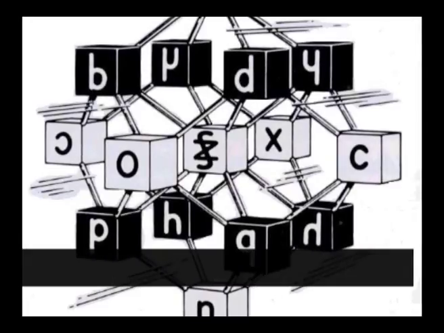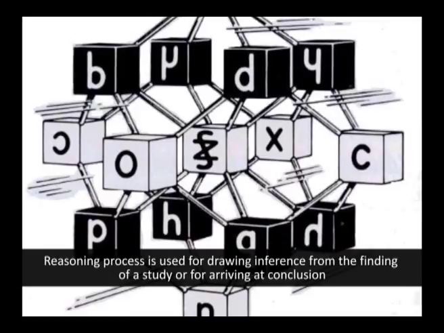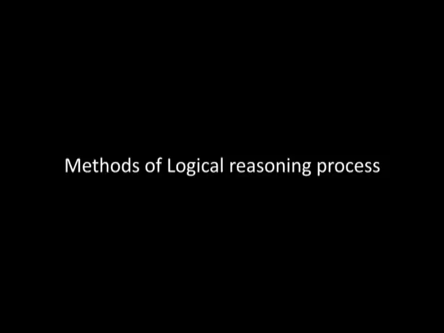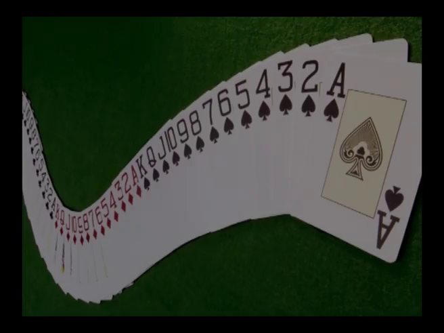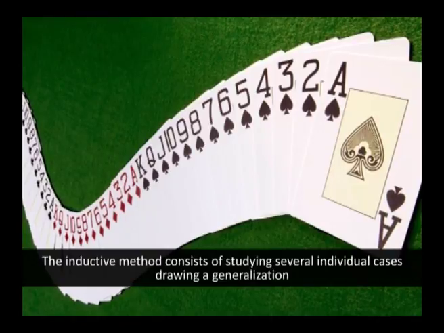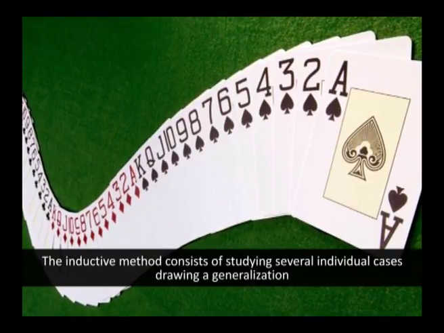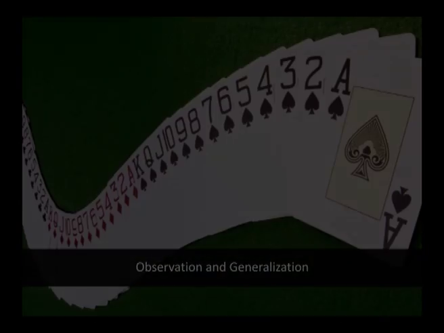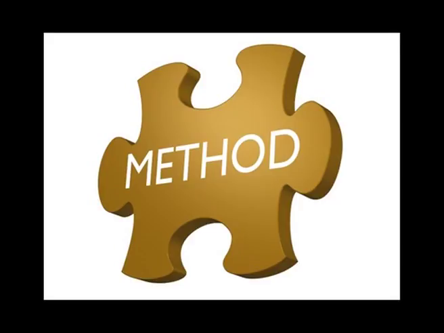Logical reasoning process. This reasoning process is used for drawing inference from the findings of a study or for arriving at conclusion. This logical reasoning process consists of induction and deduction. Methods of logical reasoning process. Induction. The inductive method consists of studying several individual cases, drawing a generalization. It involves two processes, observation and generalization. Conclusion from induction method is subjected to further confirmation based on more evidence.